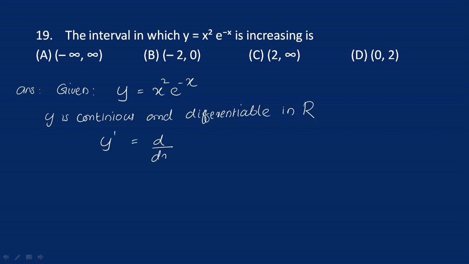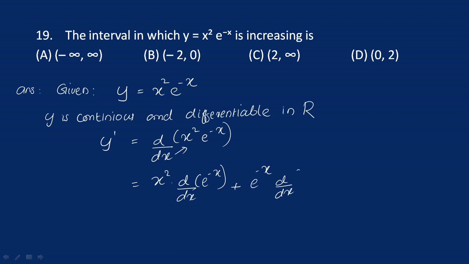So what is y dash of x? That is d by dx of x square into e raised to minus x. Here we are applying the product rule. That is x square into d by dx of e raised to minus x plus e raised to minus x into d by dx of x square. So what is x square into d by dx of e raised to minus x? That is x square into e raised to minus x into minus 1. That means minus x square e raised to minus x plus e raised to minus x into d by dx of x square, that is 2x.